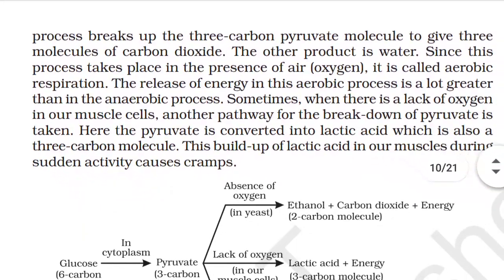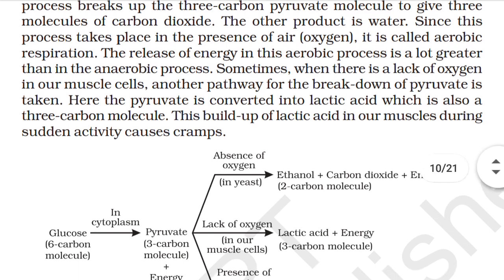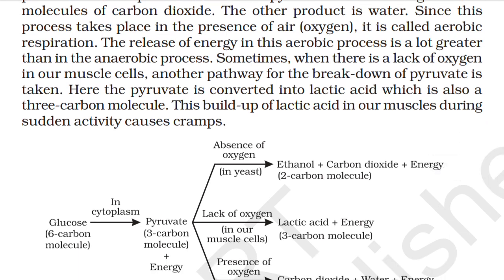Breakdown of pyruvate using oxygen takes place in the mitochondria. This process breaks up the 3-carbon pyruvate molecule to give 3 molecules of carbon dioxide. The other product is water. Since this process takes place in the presence of air, oxygen, it is called aerobic respiration. The release of energy in this aerobic process is a lot greater than in the anaerobic process.